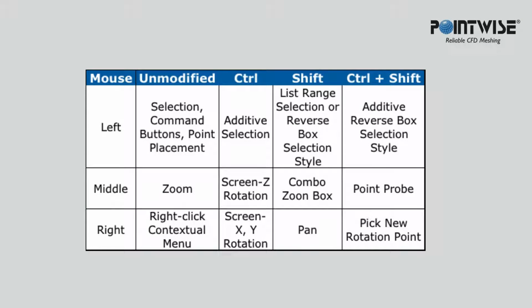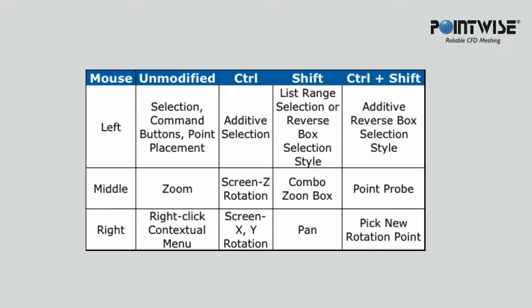The majority of interaction with Pointwise is done using various mouse operations with and without modifier keys, such as Shift, Control, and Alt keys. The operations by default are assigned to a combination of these modifier keys and left, middle, and right mouse buttons. The default assignments are best illustrated with the following table.